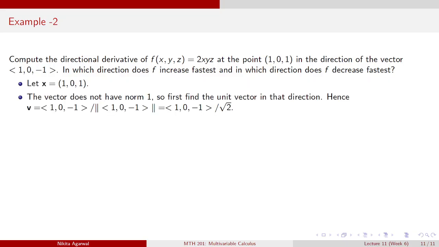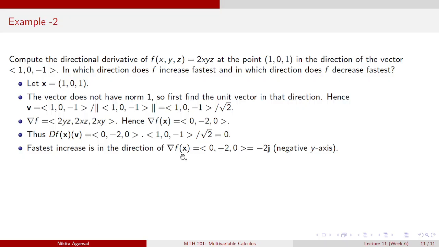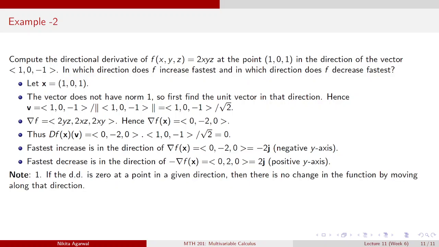So suppose this is the point, the vector is not normalized, so you normalize it, and you get the gradient. In this case as well, the directional derivative comes out to be 0. Fastest increase is in the direction of the gradient and fastest decrease is in the direction of the negative gradient. So you get minus 2j, which is nothing but the negative y-axis, and fastest decrease is in the direction of 2j, which is the positive y-axis. Again notice that directional derivative 0 means that there is no change if we move along that direction.